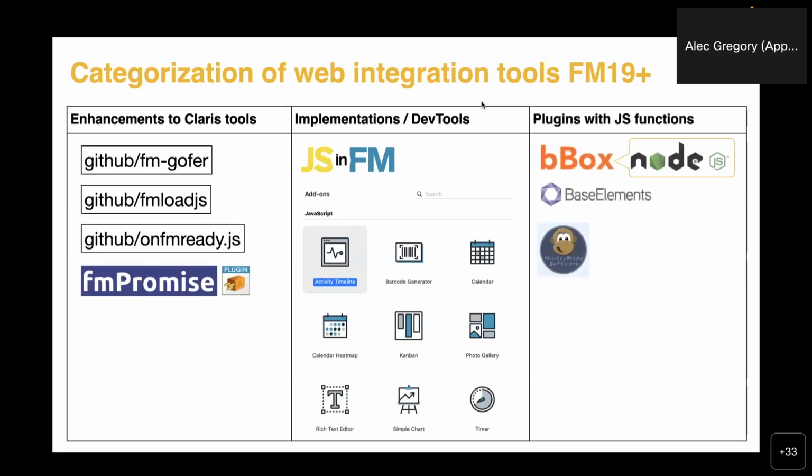And then finally, not related necessarily to these new FileMaker 19 tools, we have a more focused set of mainly plugins that run JavaScript in a plugin environment. So the beeswax bbox plugin has a newish function called JavaScript Node, so it can run Node.js JavaScript. Base Elements, the open source plugin, has had a JavaScript runtime environment for a long while, and the MBS plugin also has JavaScript.